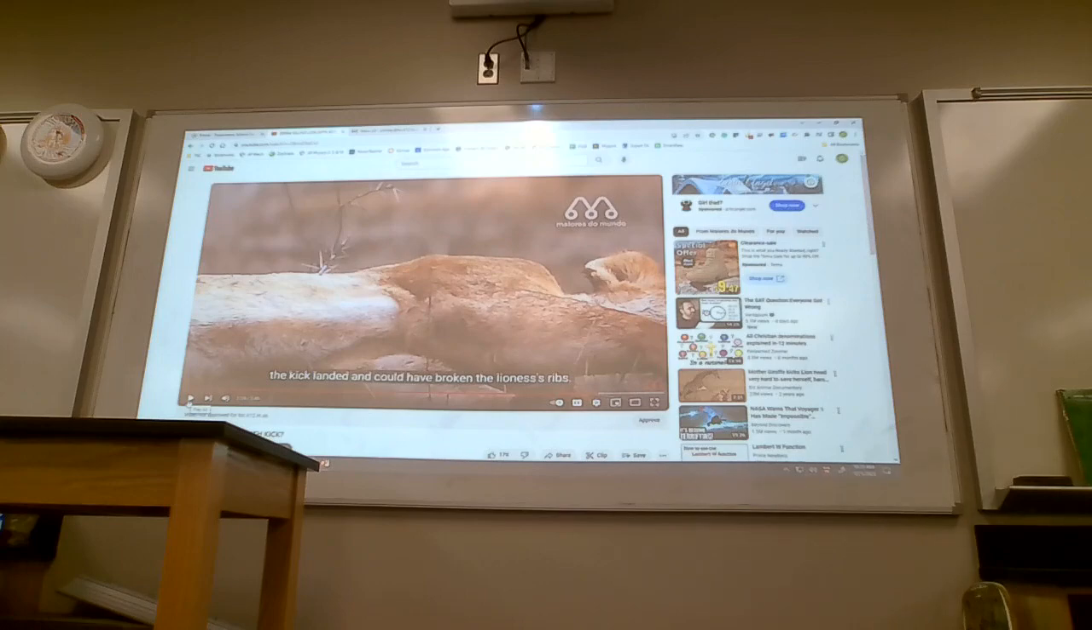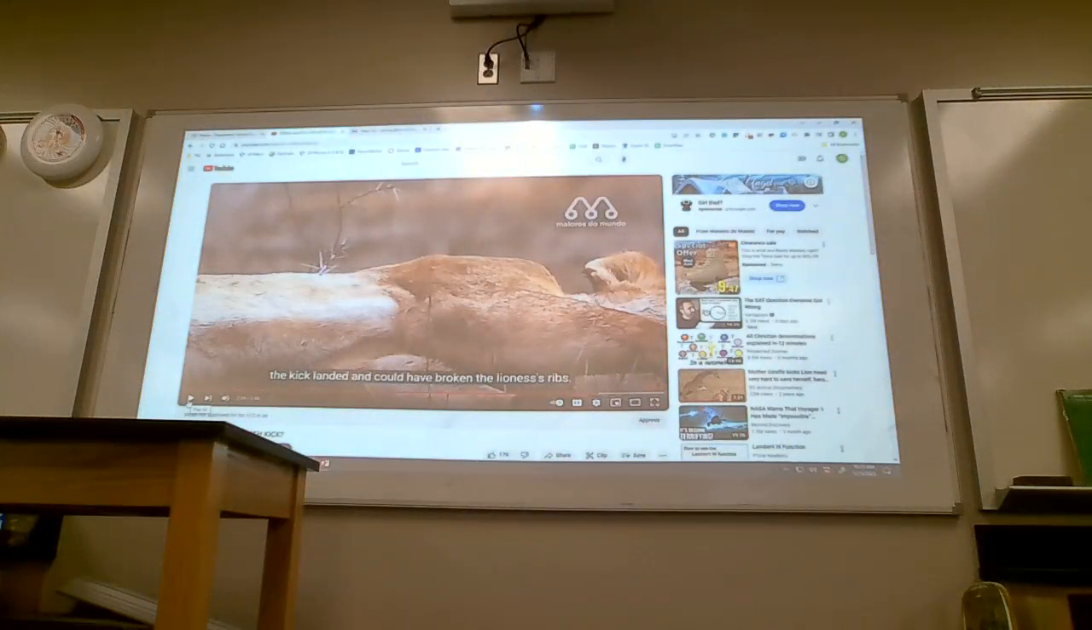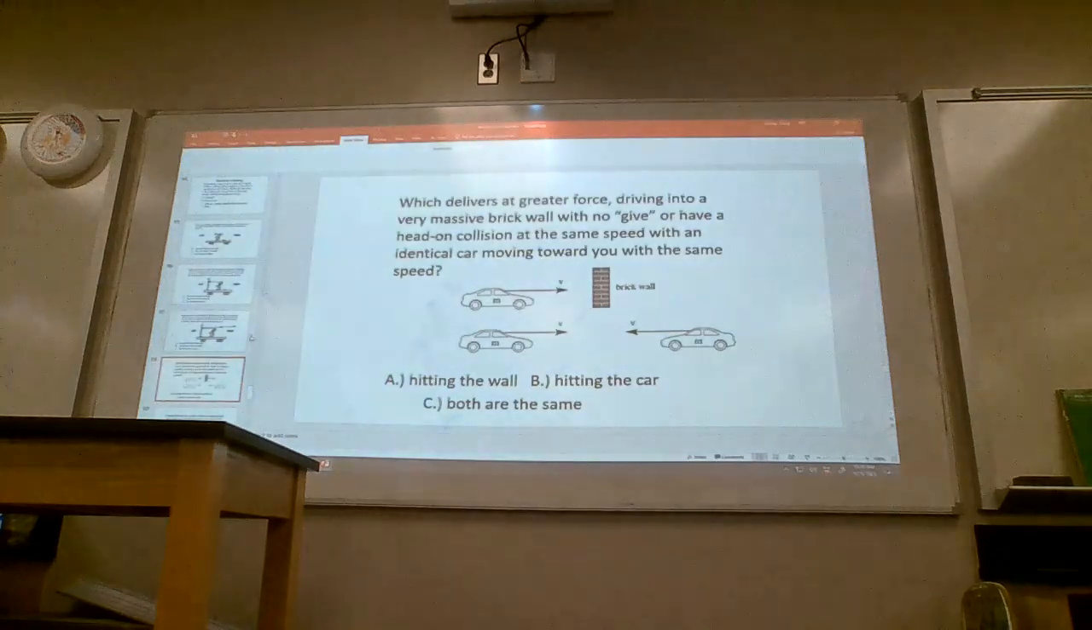But in this case, the lion just slowed down, but continued to move in that same direction. Does that make sense? Yep. All right.